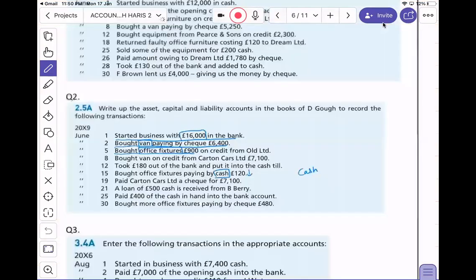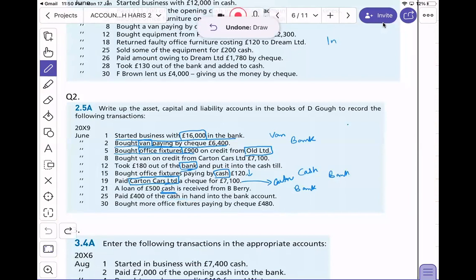Just the last two entries. Paid 400 out of the cash in hand into the bank account. So now we are paying cash that we had in hand into the bank account. So cash would decrease and bank would increase. An increase in an asset gets debited, so that is why bank would get debited.